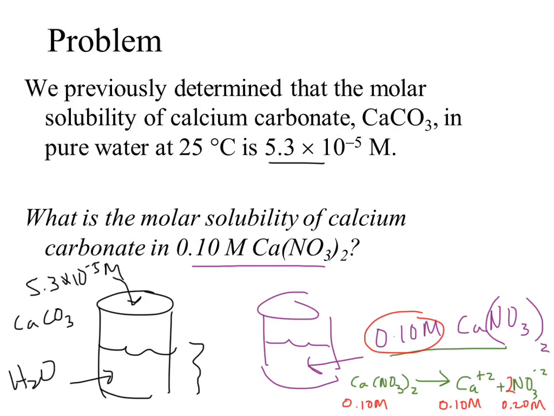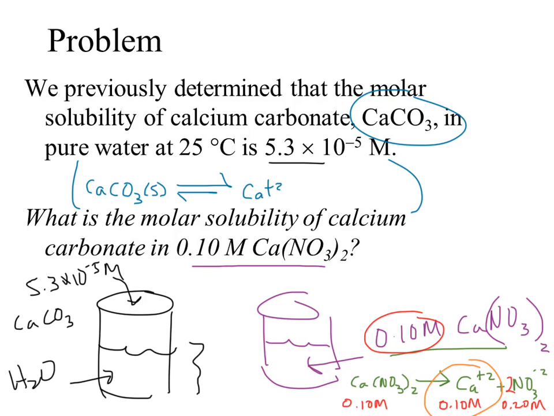Okay. So here's the deal. I want to make an ICE table here. And actually, I'm going to circle in orange the common ion. And up here, I'm going to go ahead and write the equilibrium of interest. The equilibrium of interest is that insoluble calcium carbonate. Calcium carbonate solid is in equilibrium with the calcium cation and the carbonate anion. That is your reaction of interest.